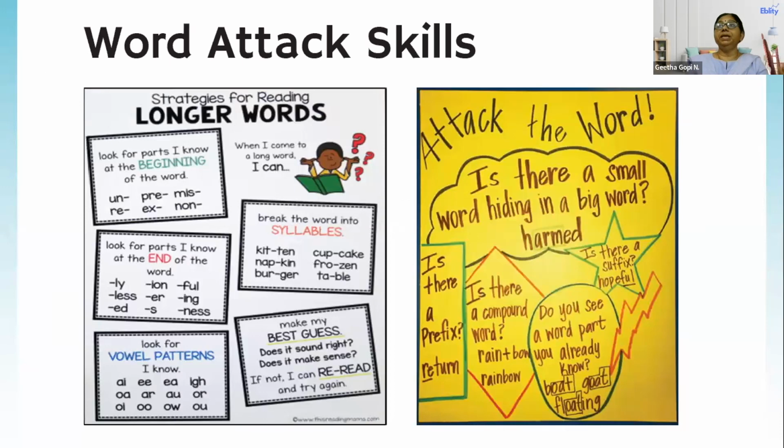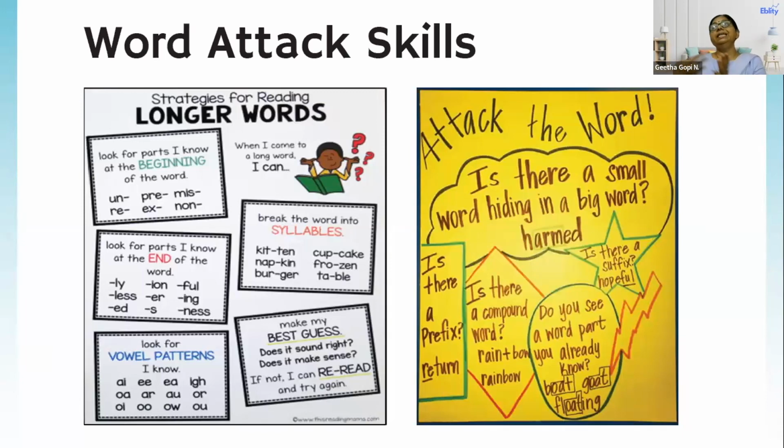So look for the beginning parts of a word. If there are word prefixes, like un or re or ex, you can separate the prefix out and then read the rest of the word. So if the word is rewrite, the re can be broken up. Read the word write, the root word, and then put it together: rewrite. So separate the beginning part from the root word. Read the beginning part separately, the other part separately, and put it together.